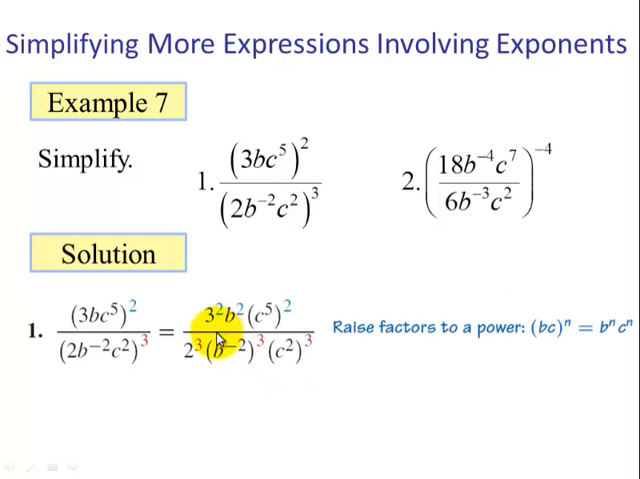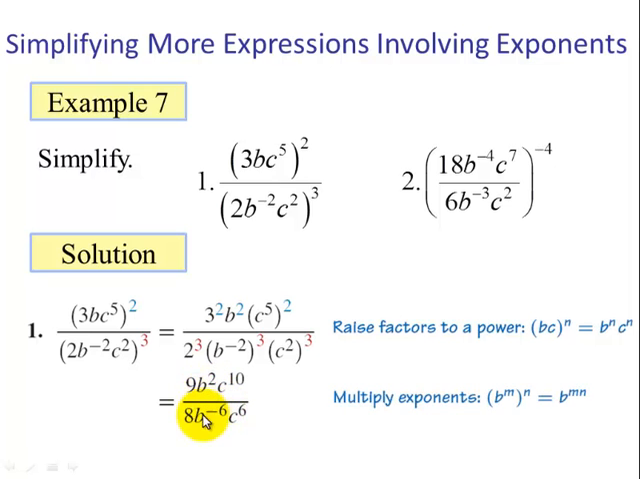So for the numerator, we have 3 squared, which is 9, b squared, and c to the 5th squared. So this will become c to the 10th. Then we have 2 to the 3rd power, which is 8, b to the negative 2 raised to the 3rd power. So now we will multiply these two values and get negative 6, and c squared to the 3rd power, we will multiply these and get a positive 6.